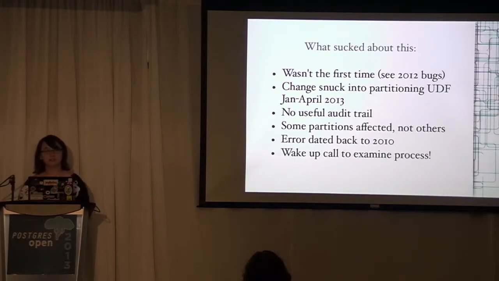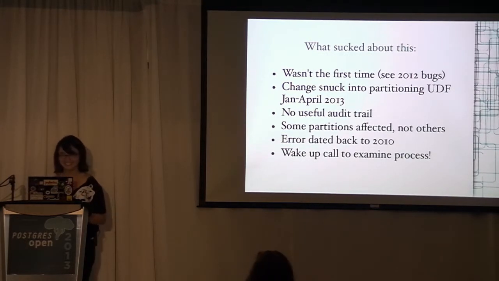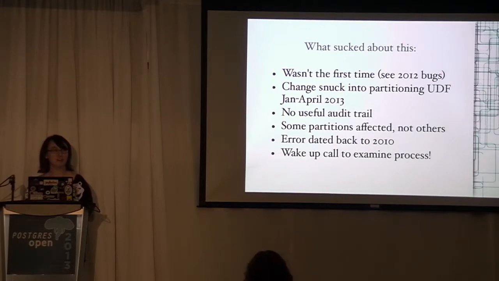Some of the things that really sucked about this: it wasn't the first time we'd seen this error creep in, which is really sad. I work for Mozilla, and almost all of our work is done publicly, so you can see these bugs in bugzilla.mozilla.org from 2012 where people were seeing check constraints gone wrong. We thought we'd fixed it back in November or December, but the error snuck back into some user-defined functions that implemented the check constraints sometime between January and April.